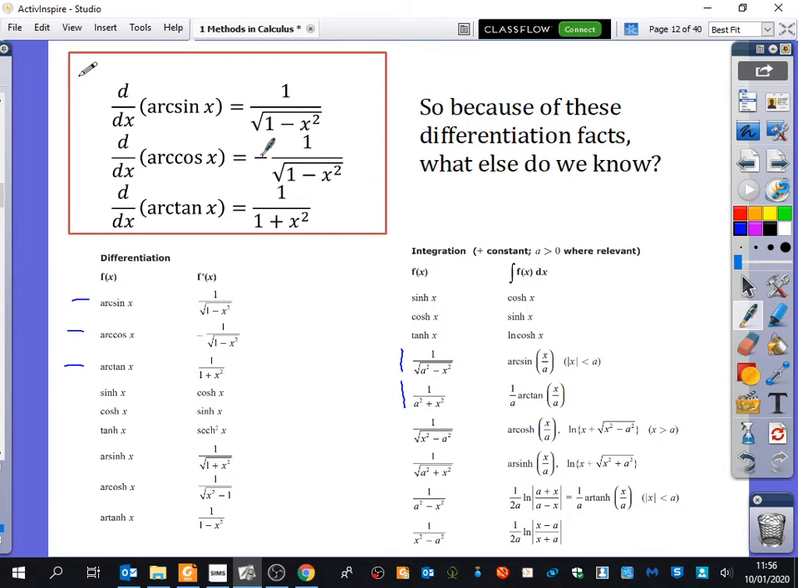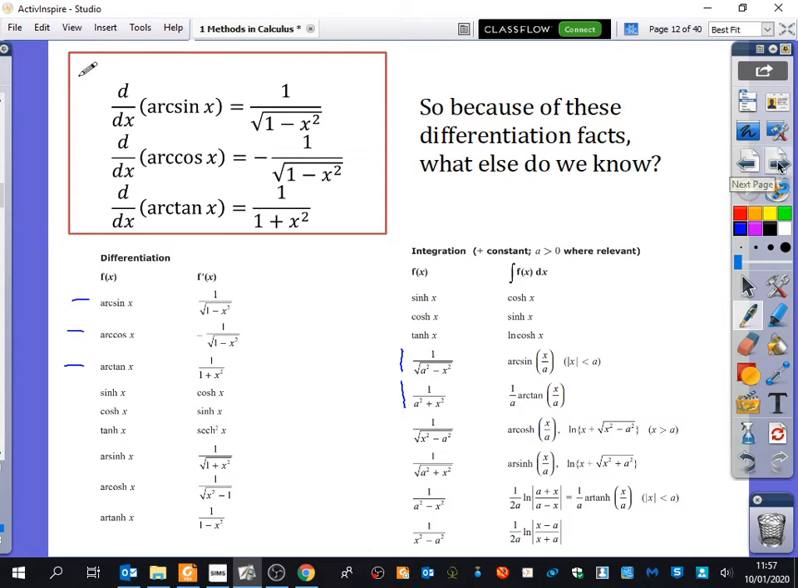Correct. Arccos is the same as minus arcsine. Must be. I mean, how could it not be? I find that hard to imagine, but that's what it seems to be telling us, isn't it? So it must be that way.